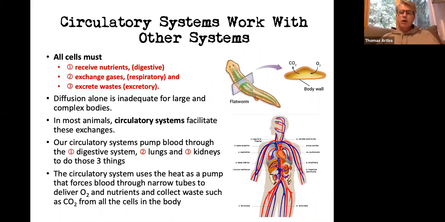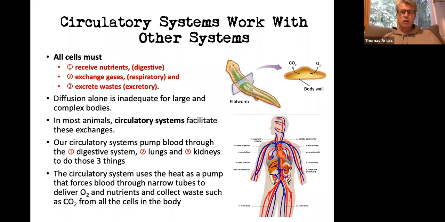Circulatory systems do vary a little bit between different organisms. Now, we've talked about diversity in invertebrates as well as vertebrates. Invertebrates have different circulatory systems than we do, and there's even some different kinds of vertebrate circulatory systems, but they all serve basically the same functions.